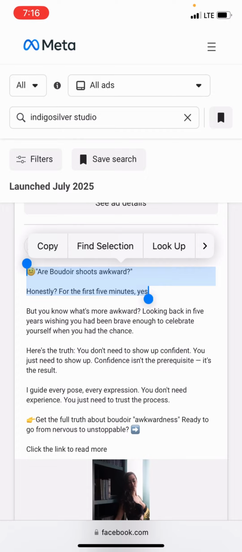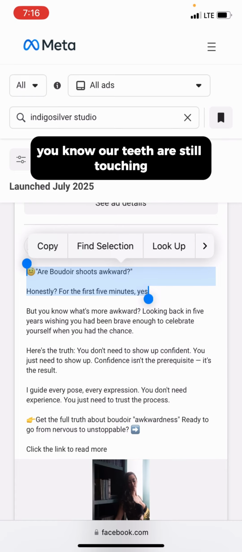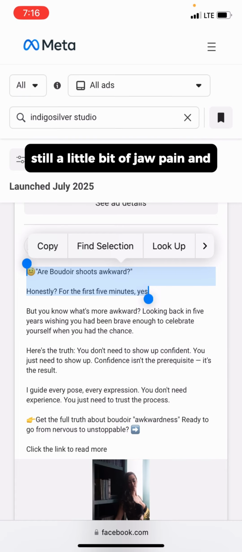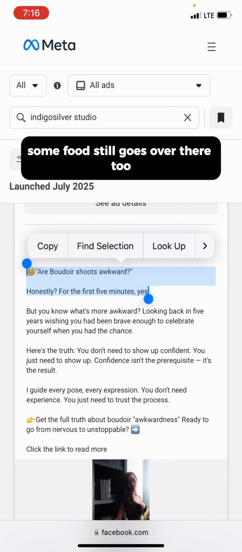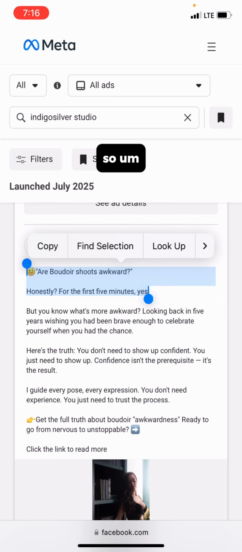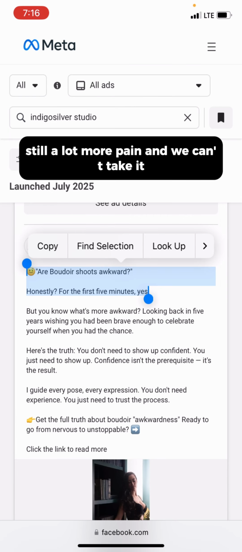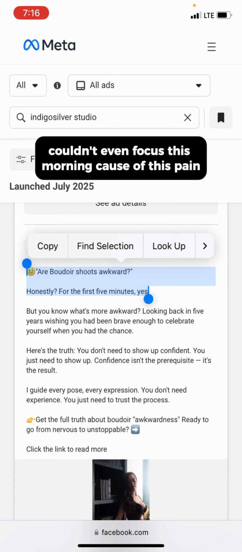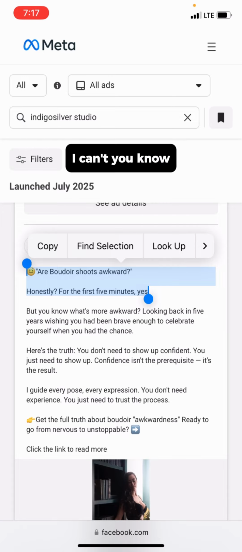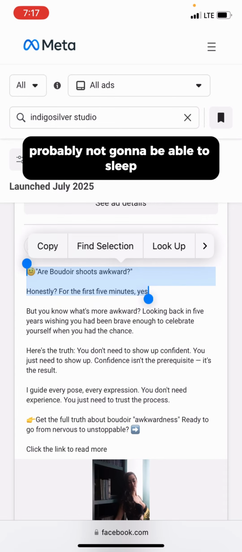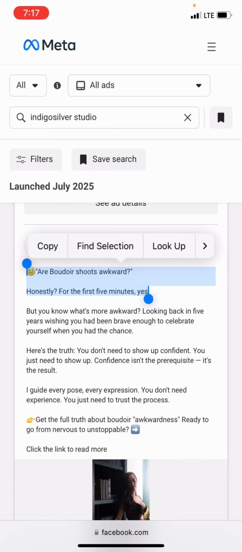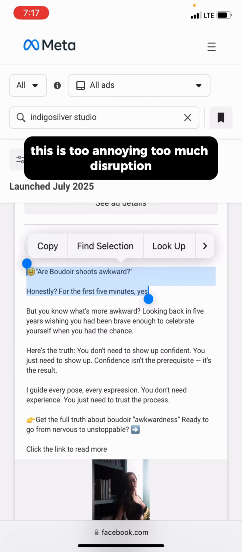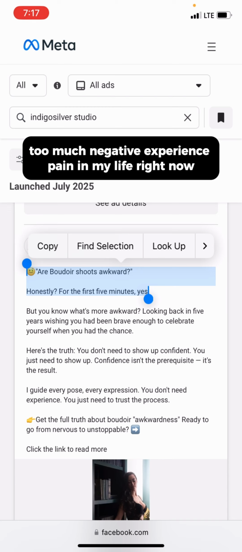And we still got some pain on the right side. Our teeth are still touching a little bit on the right side, still a little bit of jaw pain, and muscle memory, some food still goes over there too. So still a lot more pain, and we can't take it. We only eat half our lunch, and then we're like, dude, this is so annoying. I can't handle this. I can't even focus during the day. Couldn't even focus this morning because of this pain. I probably won't be able to eat dinner, probably not gonna be able to sleep. And we're like, I gotta solve this thing. This is too annoying, too much disruption, too much negative experience, pain in my life right now.